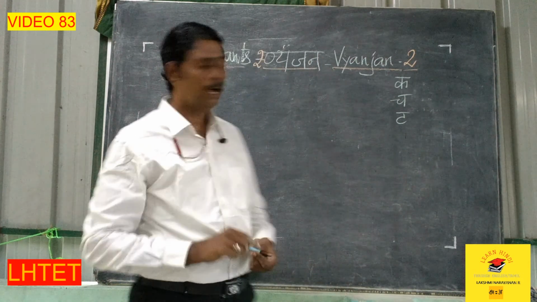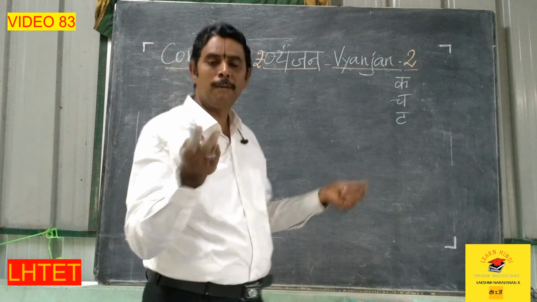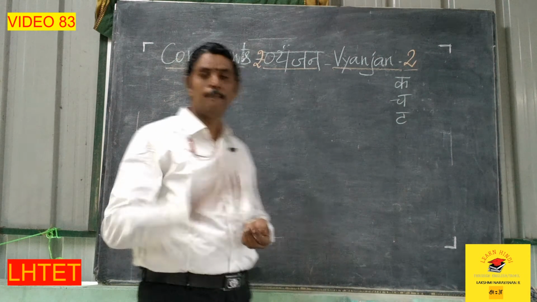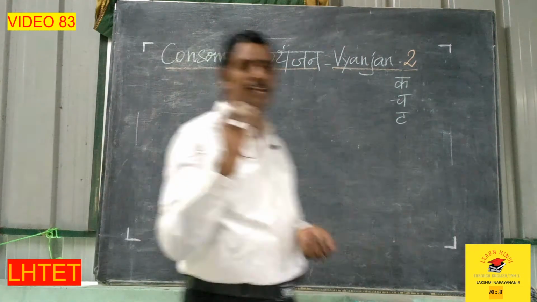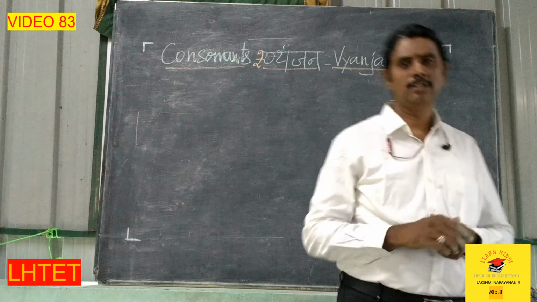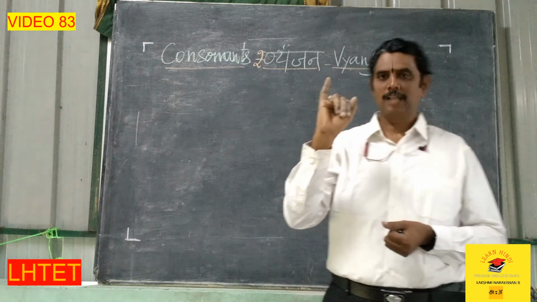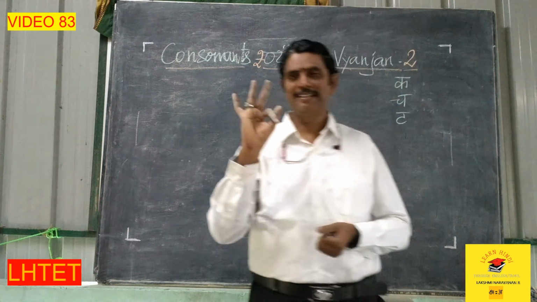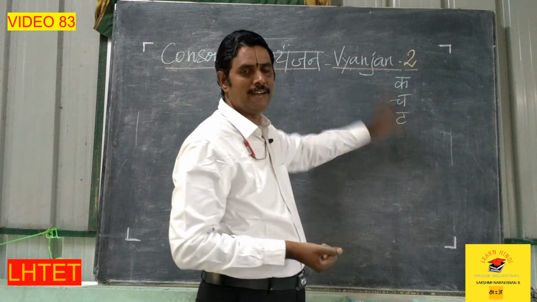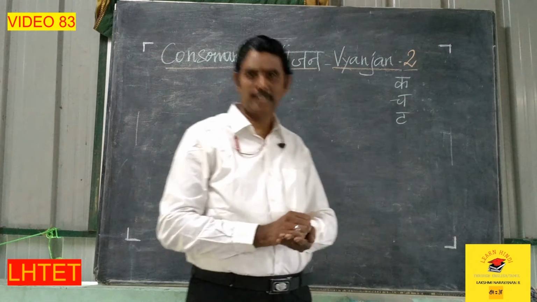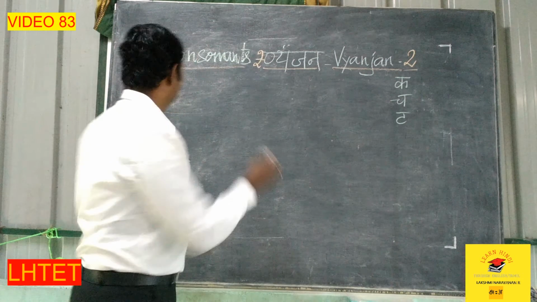Here I am going to teach the same group of letters, but there are two balanced groups of letters. We say this group as varga. First I taught you three groups: ka varga, cha varga, ta varga. Now I am going to teach ta varga and pa varga.